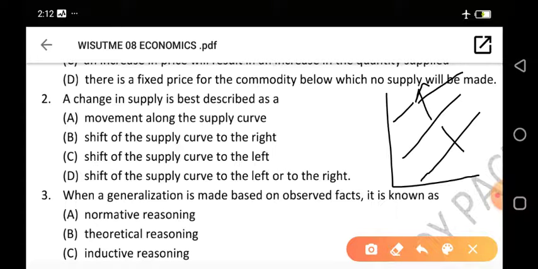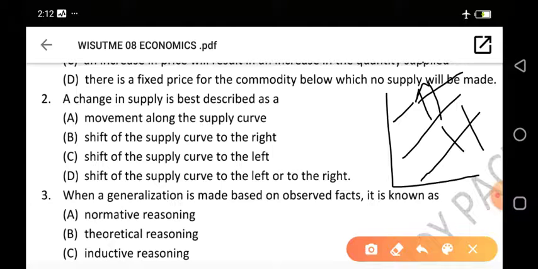If this happens, there are a lot of factors that are responsible for it. Some of the factors are cost of production. If the cost of production is high, then your supply will be low, so it moves upward like that. And if the cost of production is low, your supply will be high, so it moves downwards. Another factor is weather. If the weather is good, you'll be able to supply more of that commodity. And if the weather is bad, you'll be able to supply less of that commodity.